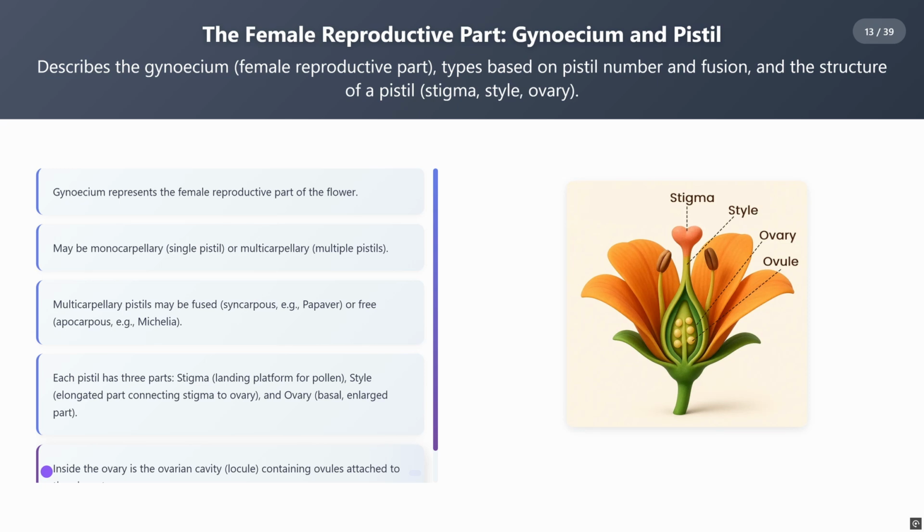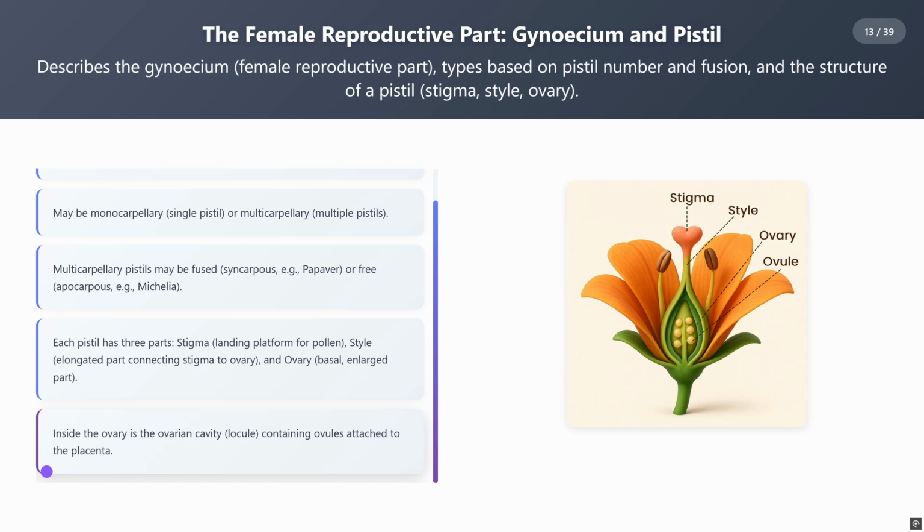Okay. Now, if there are multiple pistils, they might be fused together. That condition is called syncarpous, like in hibiscus. Or they could be separate and free from each other, which we call apocarpous, like in a lotus or rose. Syncarpous fused, apocarpous free. Got it. And each individual pistil, whether it's single or part of a fused group, typically has three distinct parts: the stigma, the style, and the ovary. Stigma, style, ovary, the classic trio.